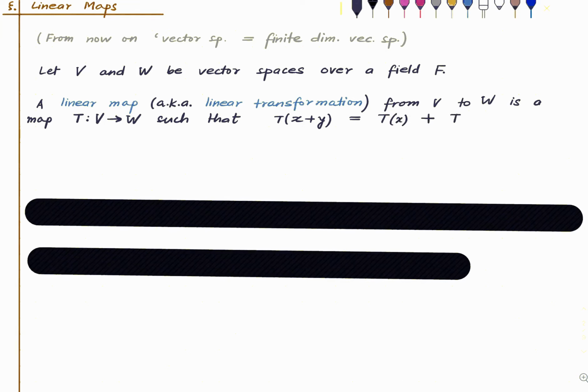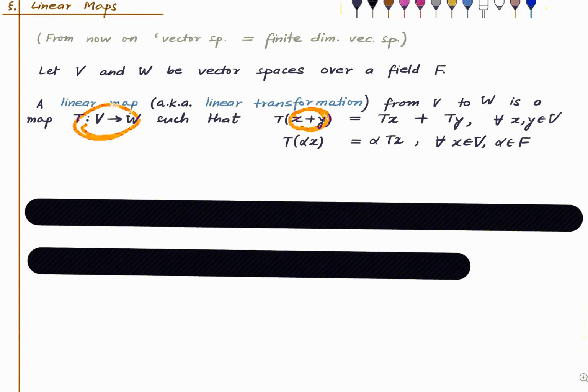It looks very, very ugly. So I will write Tx plus Ty for all x and y in the domain. And T of alpha x is alpha Tx for all x in the domain and alpha in the base field. So a linear map is a map which respects the addition operation. So it kind of distributes over the addition, and it respects the scaling operation. That's all. So that's a linear map.